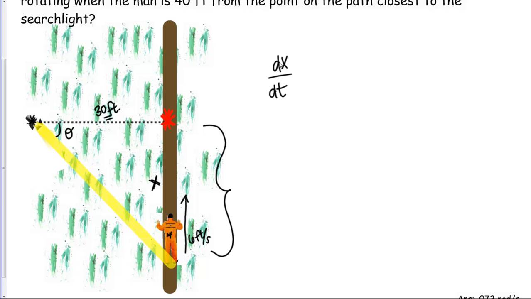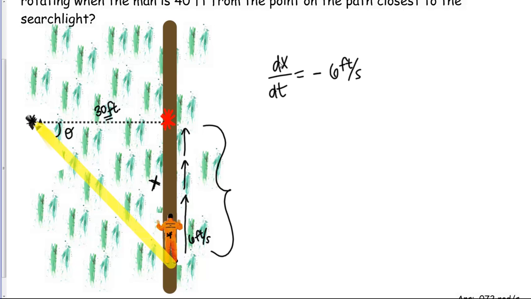The line between the path and the searchlight, that's sort of my reference point, and the convict is walking towards that point. So he's walking towards that point at a speed of 6 feet per second, but we want to think about the sign. So his speed is 6 feet, but is that positive or negative? It's going to be negative, because as he walks towards that point, that distance x is decreasing. So I'm going to say dx/dt equals negative 6 feet per second.